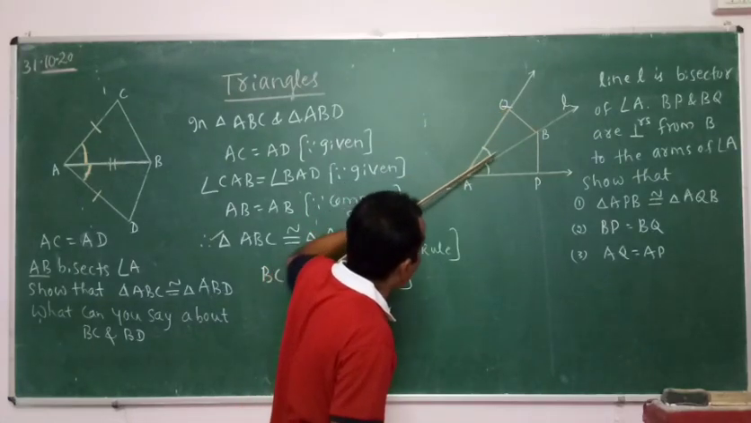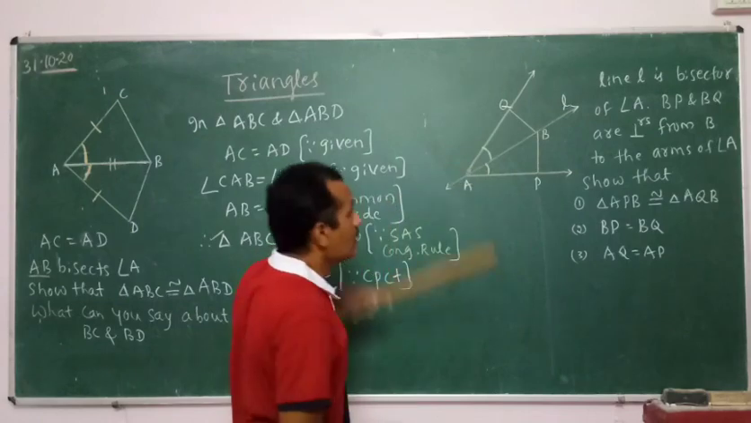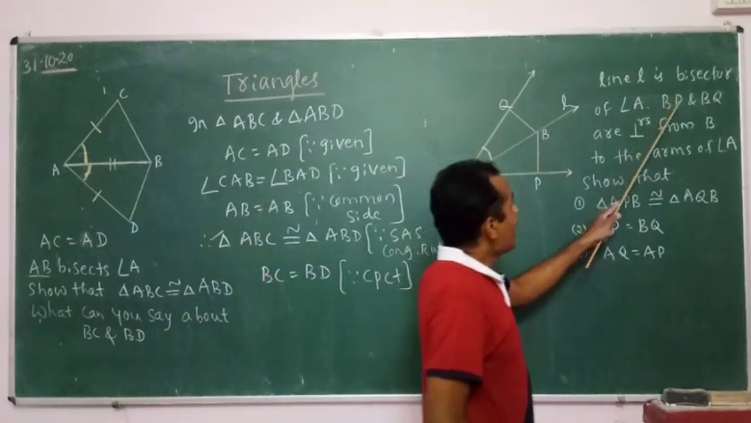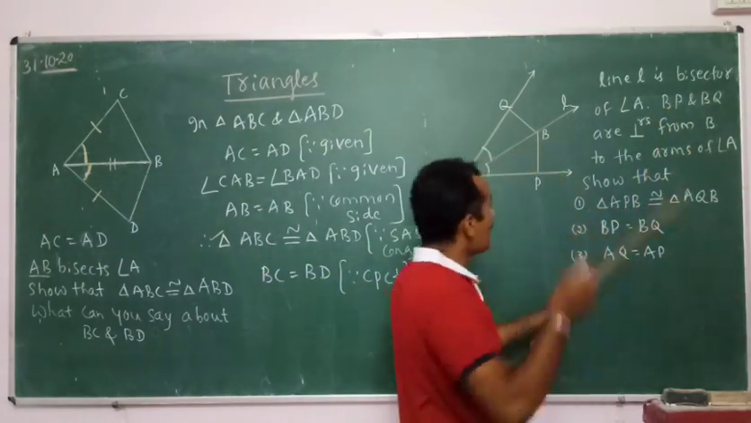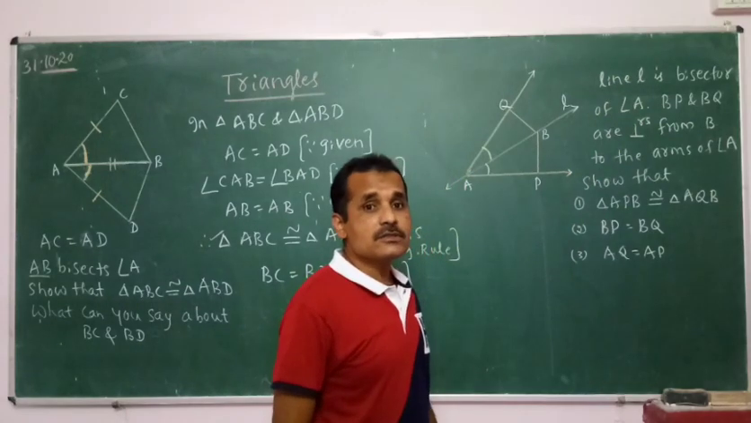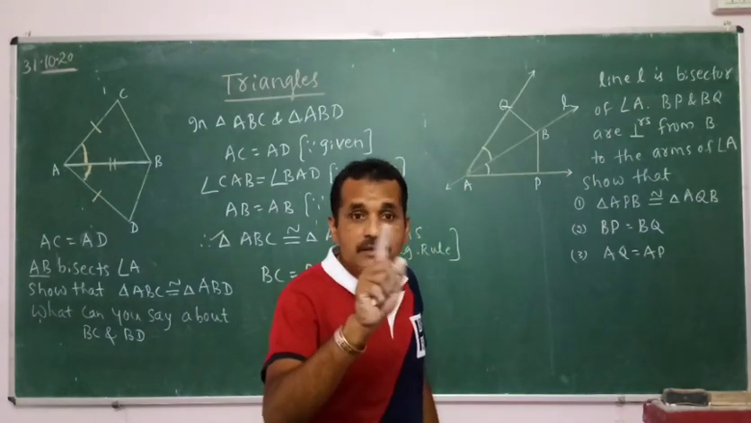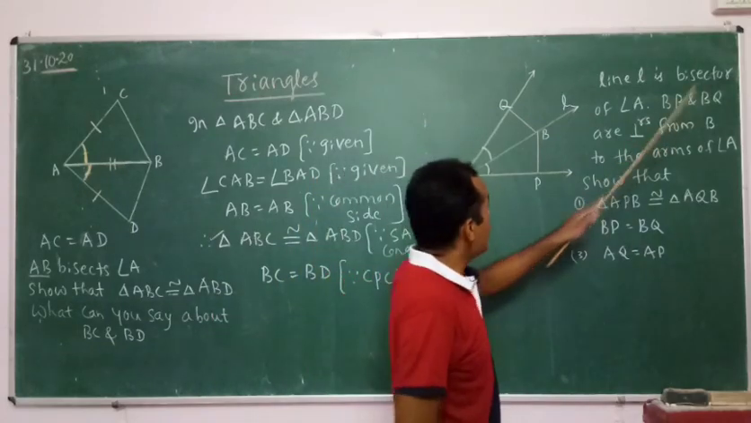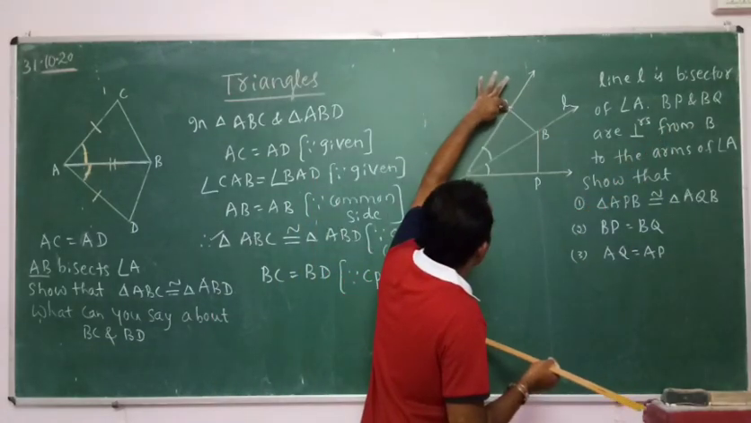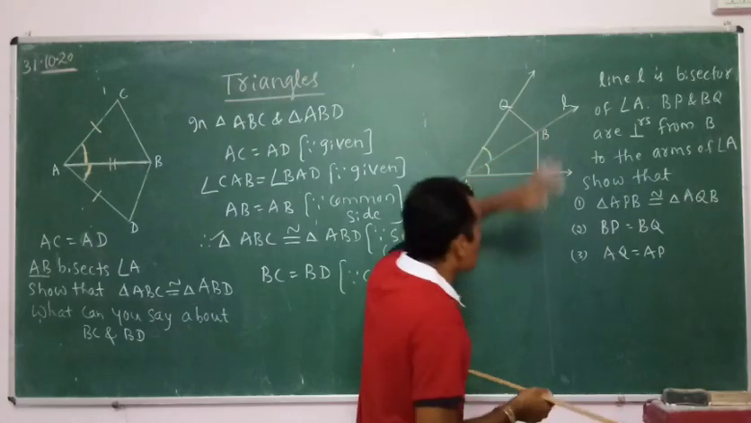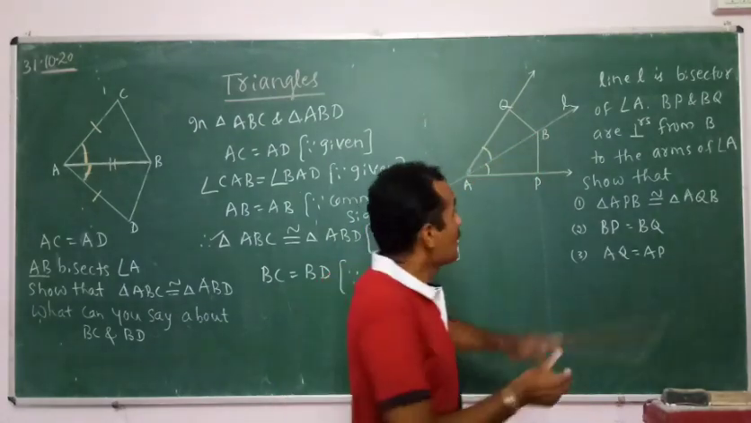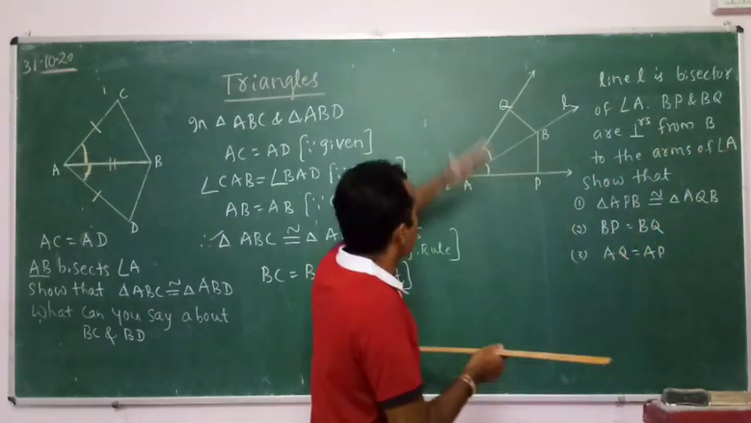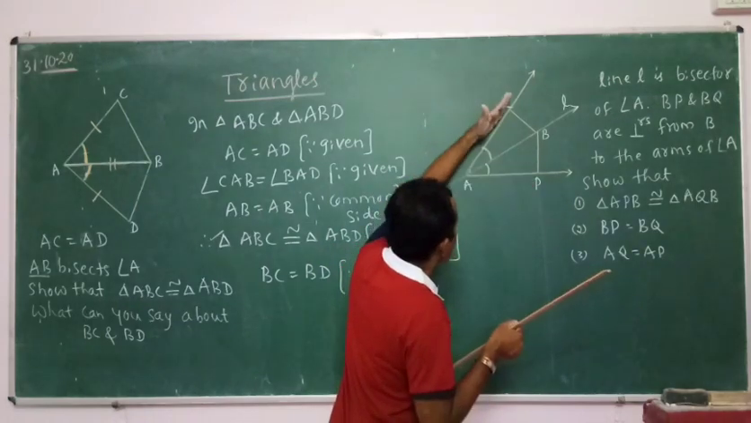This is the angle of the second triangle. Okay, further, what do they say? AP and BQ are perpendiculars. They are not equal, but they are the perpendiculars. From B, one perpendicular is drawn. From here, one perpendicular is drawn to where? To the arms of angle A. These are called arms.